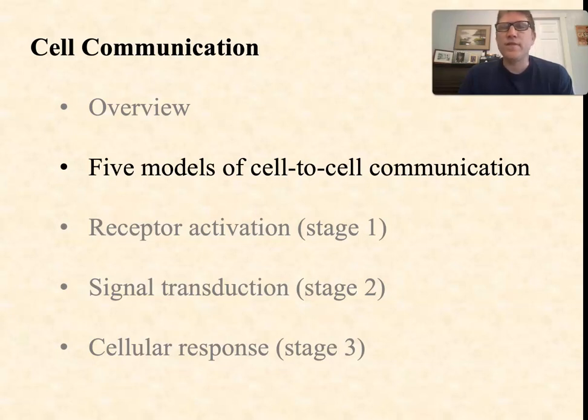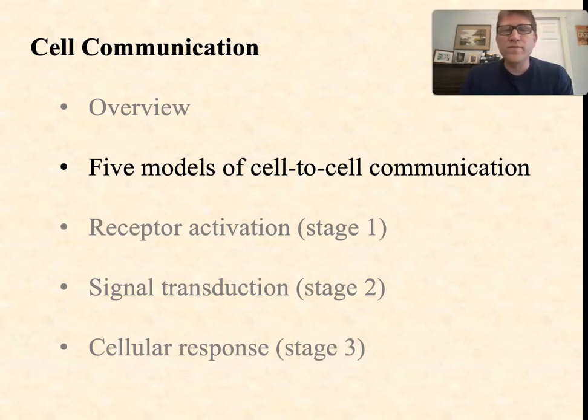This is the second video in a 5-part series on cellular communication. In the first video, we just gave kind of the big picture concept of what it means for a cell to receive a signal and respond to it. And then we described the most basic form of cell communication, which is cellular adaptation.